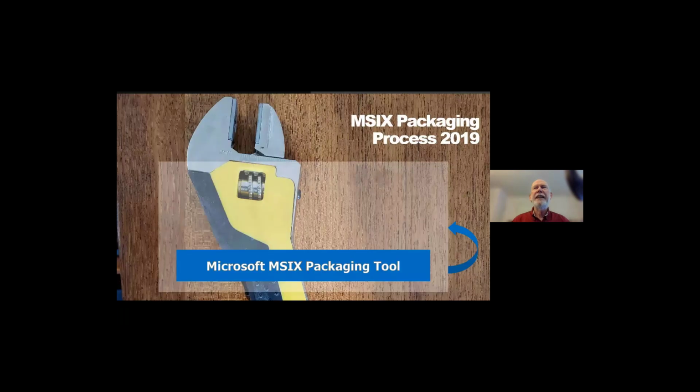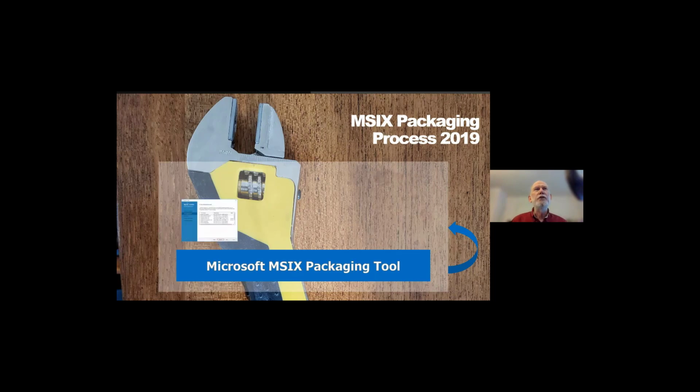All right, so let's take a look at the MSIX process and how we do this today using MSIX. The equivalent of the AppV sequencer is called the Microsoft MSIX Packaging Tool. This is, again, a free tool that you get from Microsoft. In this case, you would go to the Windows Store and download it from there. It's actually an MSIX package, and you would add that onto your system.